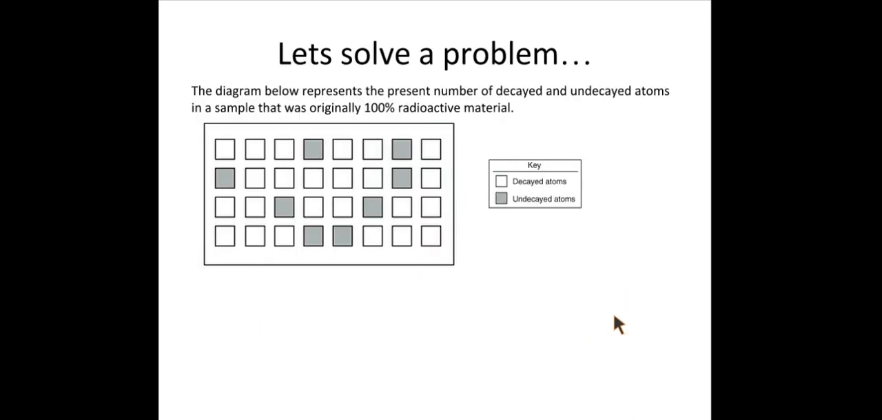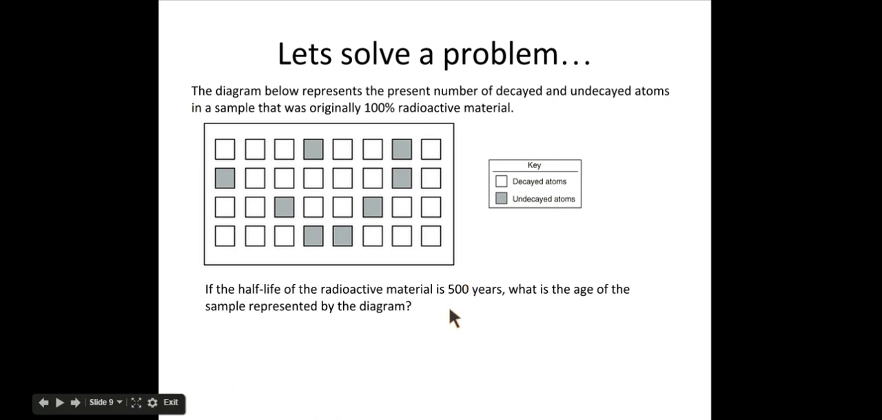So let's solve a typical problem you might see on a Regents exam. The diagram below represents the present number of decayed and undecayed atoms in a sample that was originally 100% radioactive material. So they're not starting you at the very beginning with the sample. They're saying some time has gone by and it used to be 100% undecayed, but now we have a mixture of decayed and undecayed. So it wants you to figure out how old this sample is. They're giving you the half-life of the radioactive material, that's 500 years, and they want to know what the age of the sample represented in the diagram is.